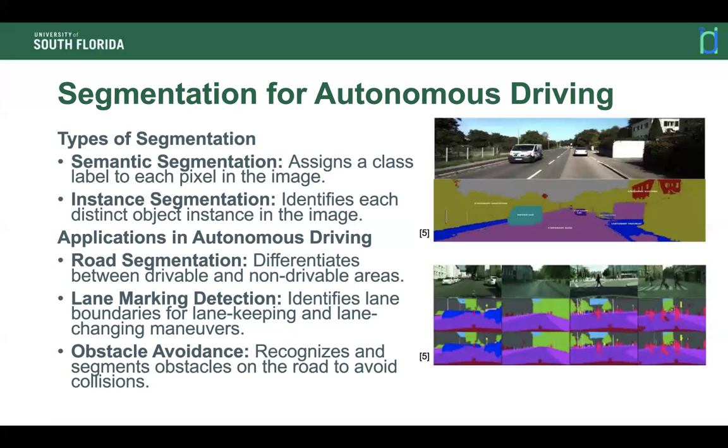And instance segmentation goes a step further by not only assigning a class label to each pixel, but also differentiating between distinct instances of the same object. For example, it can distinguish between two different cars in the same image. It is used in road segmentation, which differentiates between drivable or non-drivable areas, or lane marking detection, which identifies lane boundaries to keep the vehicle centered in its lane, or obstacle avoidance, which is recognizing and segmenting obstacles on the road.